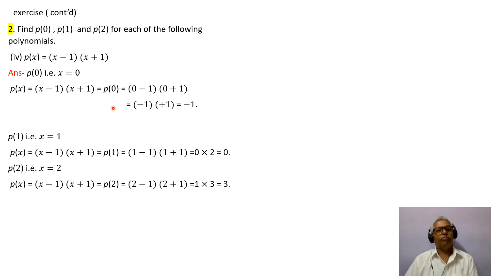So p0 is equal to, see, we have to substitute 0 for this x, 0 minus 1 and 0 plus 1. So minus 1 into plus 1 is minus 1. Okay, p1, and x equal to 1. So we write it like this. p1 is 1 minus 1 and 1 plus 1. The 0 into 2 is 0. And p2 at x equal to 2 is, if you substitute 2 for x, 2 minus 1 and 2 plus 1. So this is 1 into 3 is 3. Very simple.